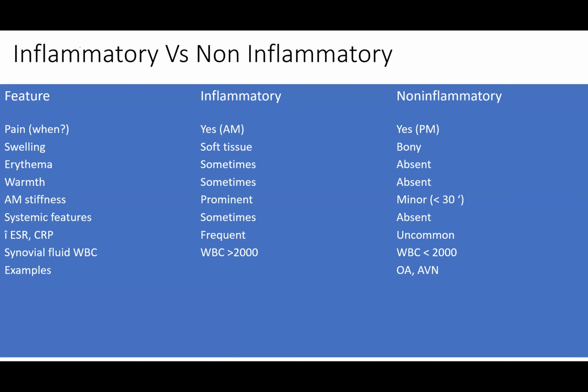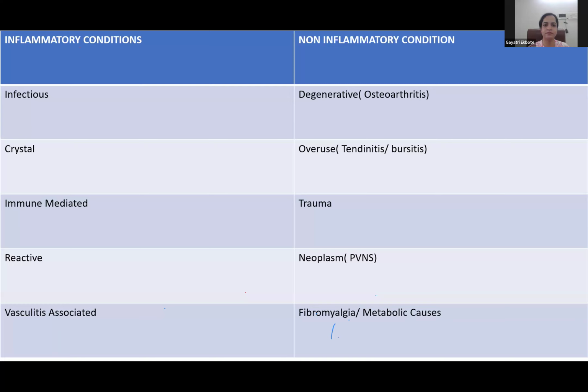As I mentioned earlier, you will have signs of inflammation in inflammatory pain, which are swelling, erythema, warmth, excessive morning stiffness, and other systemic features like weight loss, fever, appetite loss, etc. ESR and CRP, which are our famous inflammatory markers, will very often be raised in inflammatory joint pain, and the synovial fluid will often be inflammatory. These features will typically be absent in non-inflammatory joint pain.